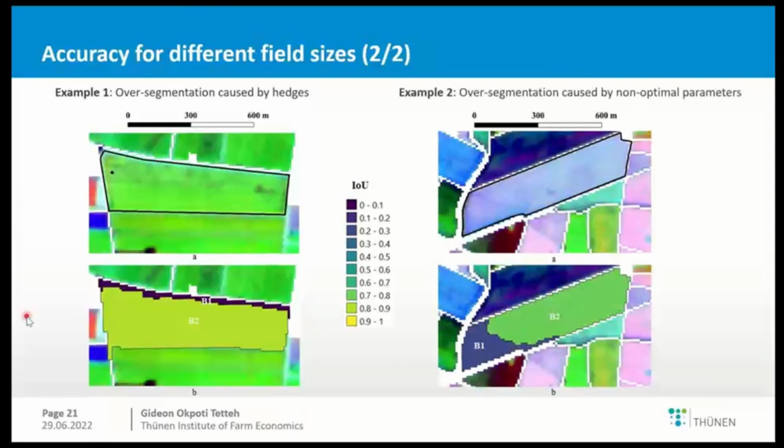And here is an over-segmentation caused by non-optimal parameters. Again, this particular parcel is used as a mowing pasture, and the size is about 16 hectares. But after segmentation, as you can see, two fields have been created, B1 and B2. This is purely because this particular field is located in an image which is more dominated by smaller fields, and this is the reason for the over-segmentation here.